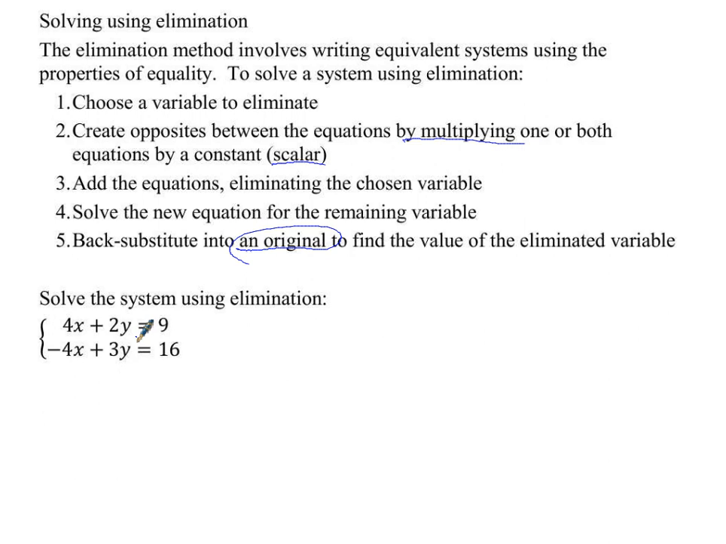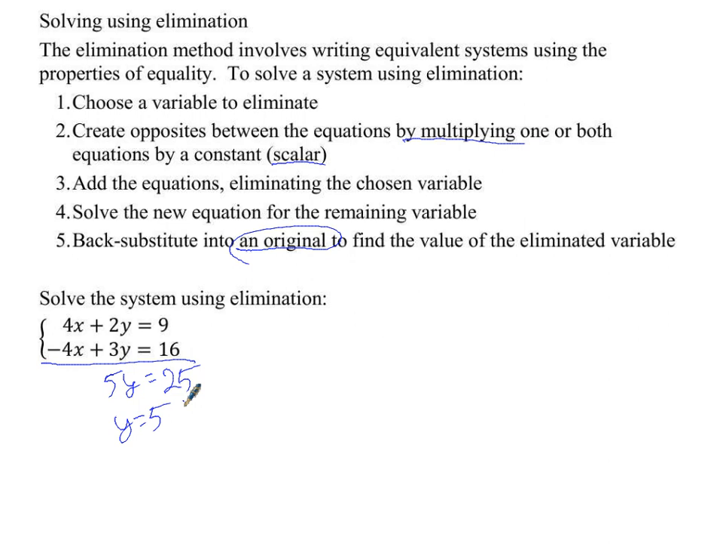No, I don't. So, the right move here would be to just add the two equations together because we already have opposites right here. Choose a variable to eliminate. I choose x. Create opposites. They're already there. So, add the equations. 4x plus negative 4x is 0. It's gone. And then 2y plus 3y is 5y, equals 9 plus 16 is 25. The x variable has been eliminated. Now solve the new equation for the remaining variable. So we're going to solve for y, divide both sides by 5, and I get y equals 5.